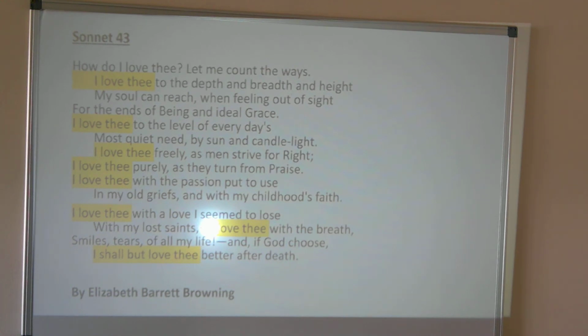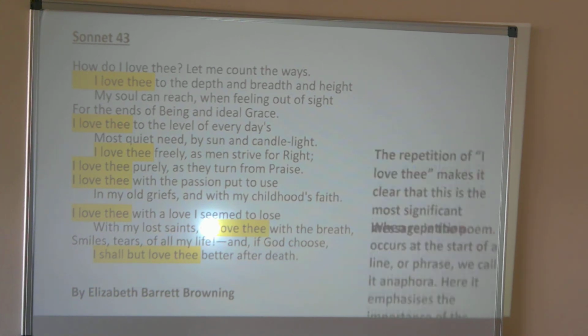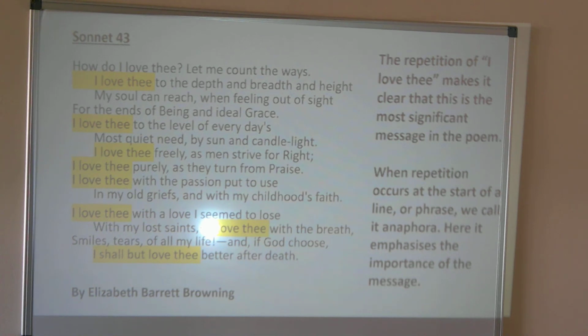It's called anaphora. Anaphora is repetition at the start of a line, and it emphasizes the importance of the message. So the repetition of I love thee makes it clear this is the most significant message in the poem. When repetition occurs at the start of a line or phrase, we call it anaphora. Here it emphasizes the importance of the message. So regardless of whatever else is in this poem, Elizabeth Barrett Browning wants Robert Browning to know that she loves him, and that overrides all other messages.